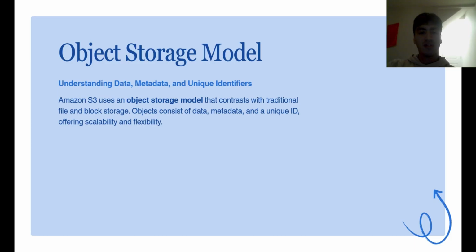S3 is built using something called the object storage model. This is different from traditional file storage or block storage. In file storage, data is organized into folders and files like on your laptop. In block storage, data is split into smaller pieces and managed at a lower level. But in object storage, each file is stored as a complete object.